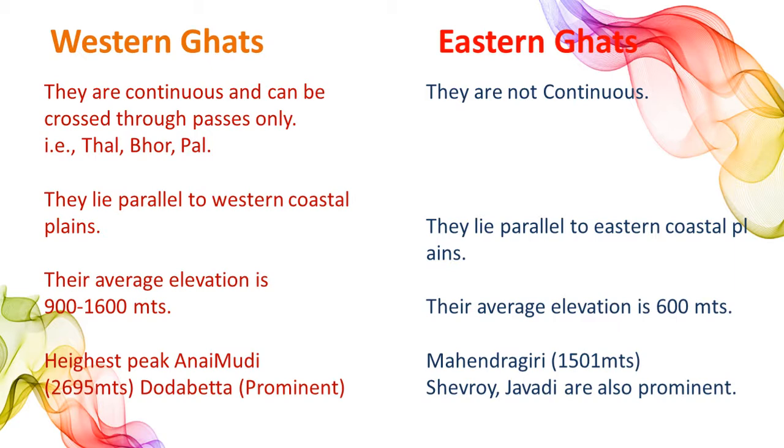Now here comes to Eastern Ghats. The highest peak in the Eastern Ghats is Mahendragiri. Its height is 1501 meters. Along with Mahendragiri, there are other important mountains also. Those are Shevaroy, Javadi. Once again I repeat, Shevaroy, Javadi are also the prominent ones in the Eastern Ghats.